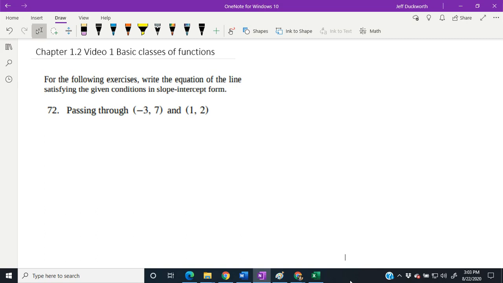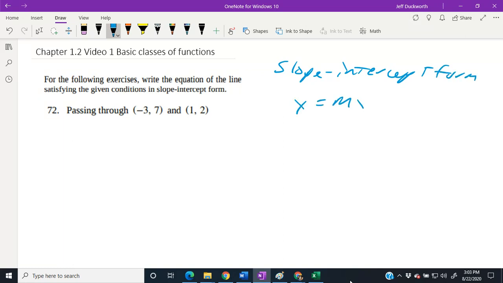All right, so it says for the following exercises, write the equation of the line satisfying the given conditions in slope-intercept form. So slope-intercept form is of the form y equals mx plus b. The m is our slope. The b is the y-intercept.